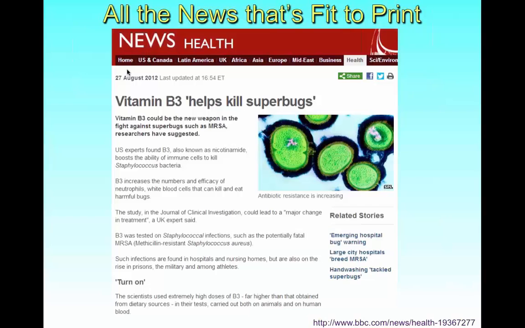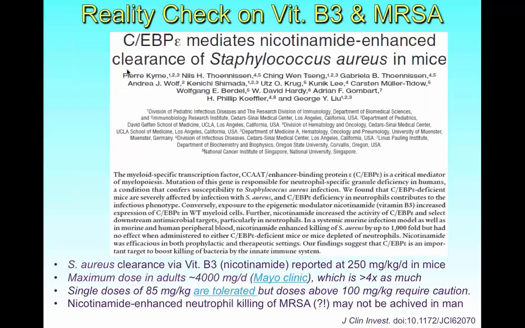This is just an example. It irked me at the time because I was, of course, interested in MRSA. So you all know about this methicillin-resistant Staph aureus. This is a news outlet, BBC, which published this particular story: Vitamin B3 helps kill superbugs. Okay. Well, it turns out that if you actually read the paper, nowhere in the paper is MRSA mentioned. As far as I know, MRSA is a different strain than your typical Staph aureus, so you shouldn't make a claim unless you test it.